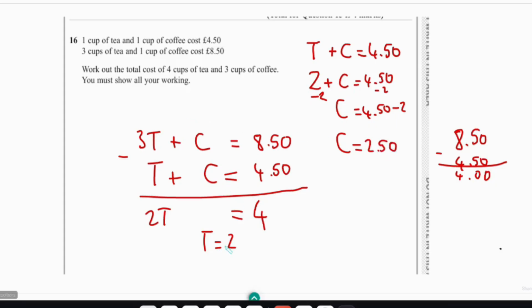So work out the cost of 4 cups of tea and 3 cups of coffee. 4 cups of tea is £8. 3 cups of coffee, £2.50, £5, £7.50. Add them together, £15.50.